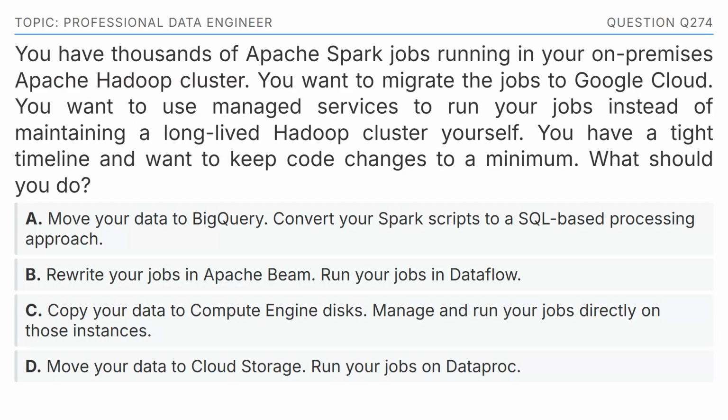You have thousands of Apache Spark jobs running in your on-premises Apache Hadoop cluster. You want to migrate the jobs to Google Cloud. You want to use managed services to run your jobs instead of maintaining a long-lived Hadoop cluster yourself. You have a tight timeline and want to keep code changes to a minimum. What should you do? The options are: Option A, move your data to BigQuery. Convert your Spark scripts to a SQL-based processing approach.